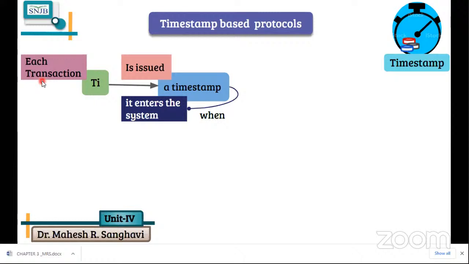So I'm repeating the definition of timestamp. You need to understand each transaction TI is issued a timestamp when it enters into the system. That means whenever a transaction comes, suppose T1 came, it will be given a timestamp, T2 came, it will be given a timestamp, T3 came, it will be given a timestamp, so that we will understand which are the newer transactions and which are the older transactions by using that timestamp.